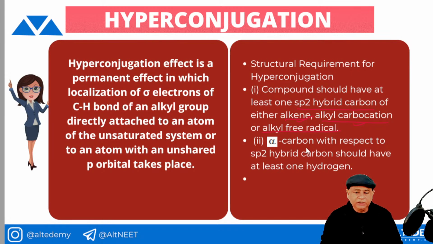The alpha carbon with respect to the sp2 hybrid carbon should have at least one hydrogen. At the alpha position, there should be at least one hydrogen which can be delocalized or which can participate in a no bond situation.